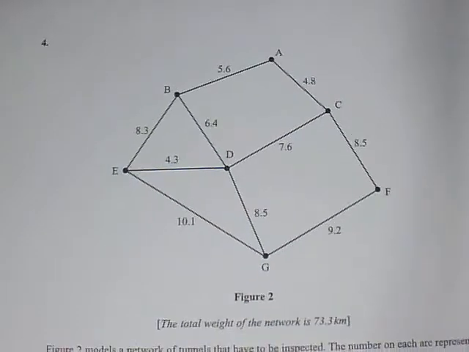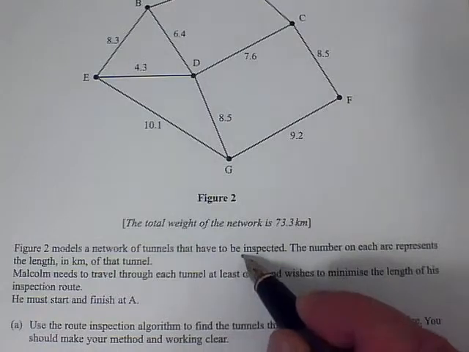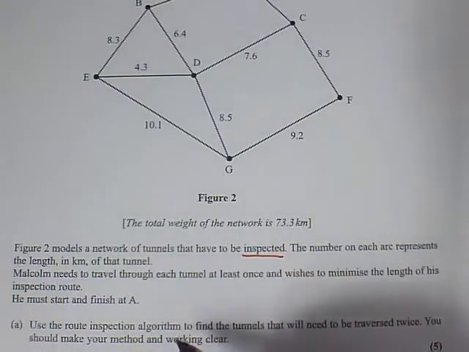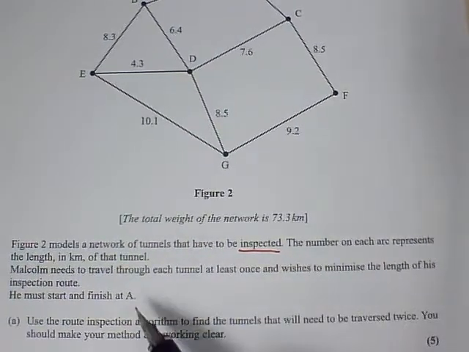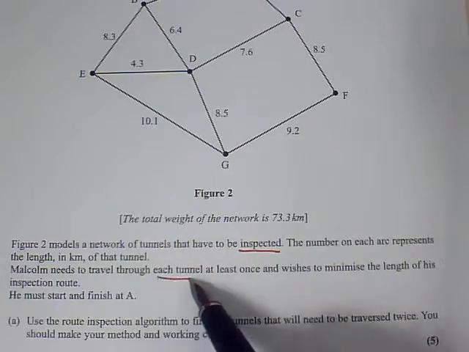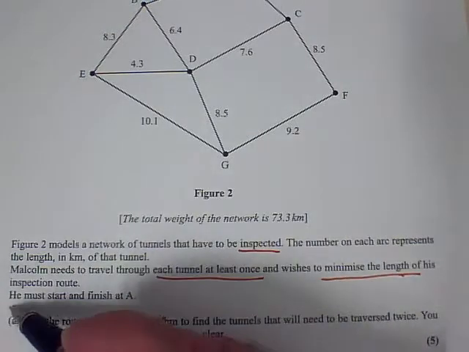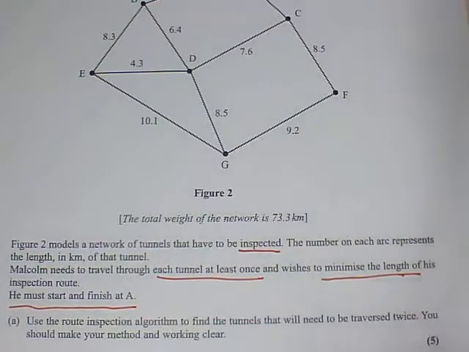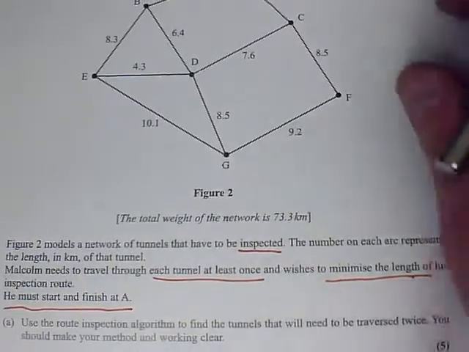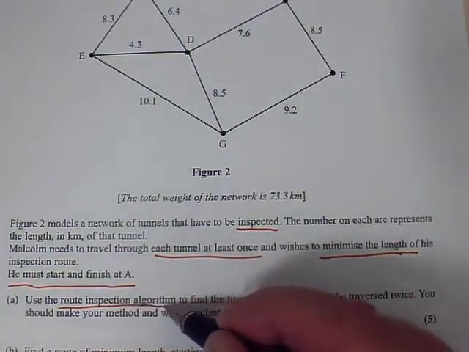Okay, question 4. We've got a lovely network there, and they have to be inspected. So I think this might be route inspection. Okay, read it through carefully. Each tunnel at least once. Minimize the length. Yes, it's route inspection, and we are starting and finishing at the same point. So we need to make all the odd vertices even. So route inspection algorithm, so there's no doubt about what the method is.